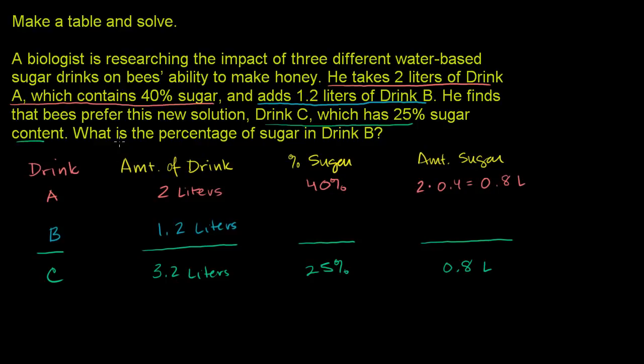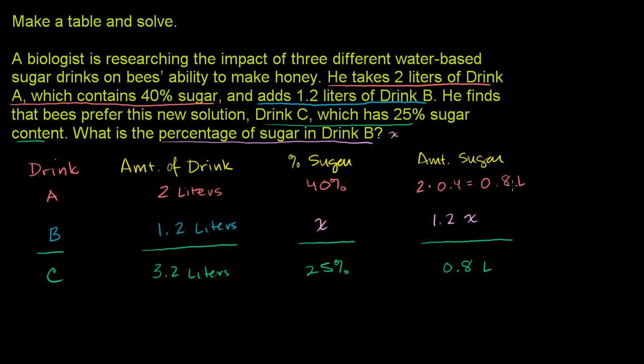Now, they want to know what is the percentage of sugar in drink B. So let's just call that x. So the percentage of sugar in drink B, let's just call that x. So that's right over here. Now, if it's x% sugar here, or this is the decimal equivalent, that's x, how much sugar do we have? We have 1.2 liters times the decimal equivalent of sugar. So this is going to be 1.2 times x.